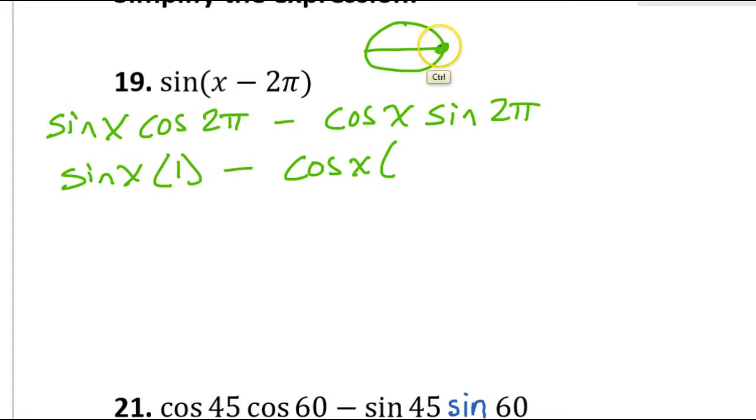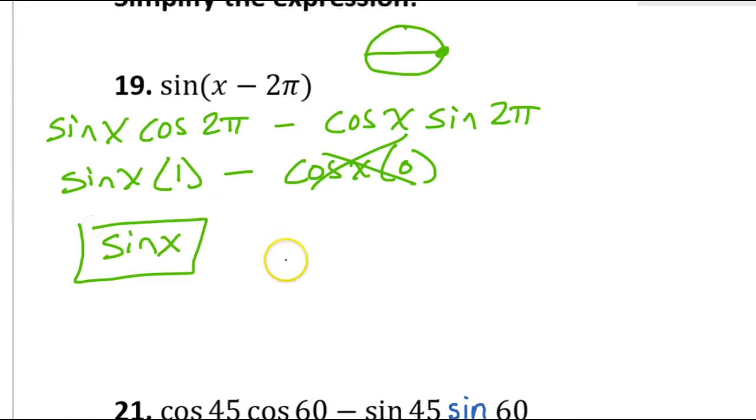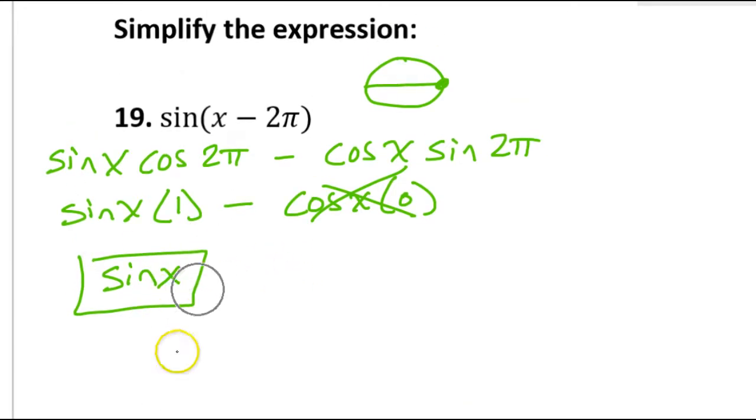position is 0 because sine is a y value. So this will be cosine x times 0. Well, anything times 0 is just 0, so that's gone. So that's just going to leave sine x times 1, which is just sine x. So there, we have just simplified the expression down to sine x.